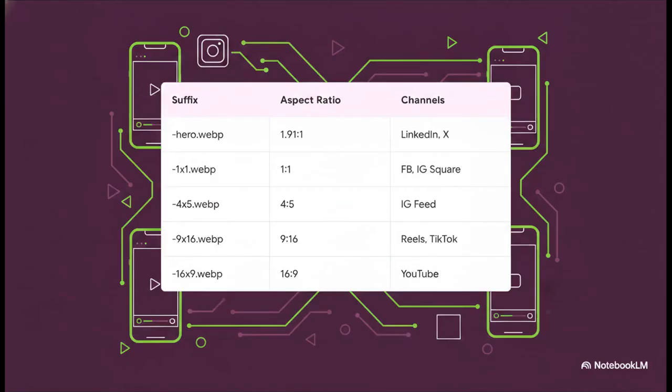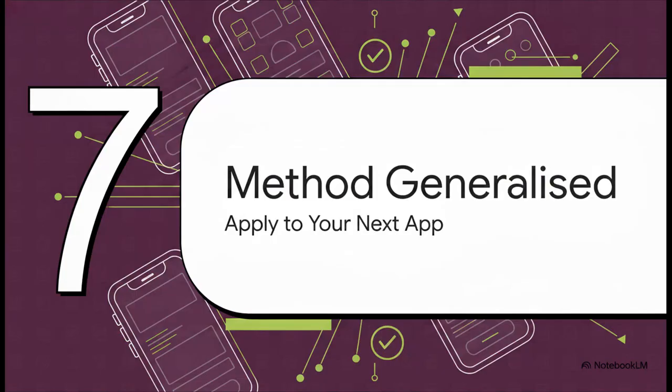So, the sources highlight this really slick protocol, the canonical image set. It's a strict requirement to export every master visual into exactly these 7 predefined files, using specific file name suffixes and aspect ratios. You've got your 16:9s for YouTube, your 9:16s for Reels and TikTok, right down to the 1:1 squares for Instagram. By setting these strict minimums up front, the files become completely auto-discoverable by the distribution pipelines. The system just handles the heavy lifting seamlessly. The method generalized. Apply this to your next app.